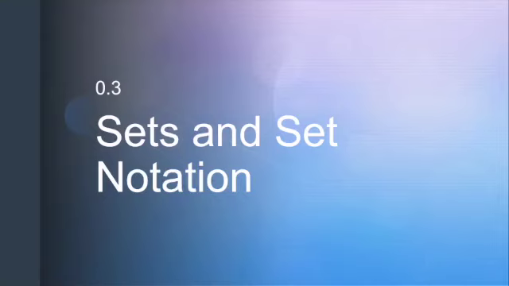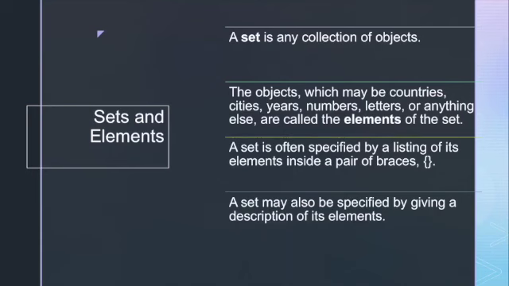All right, so now I want to cover section 0.3, which is all about sets and set notation. So a set is a collection of any objects, okay? These objects may be countries, cities, years. Most commonly we're going to see numbers and letters or anything else. And each of these individual objects is called an element of the set.